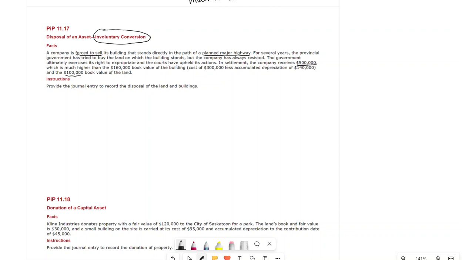So I get rid of my land. My land will be $100,000. I got rid of my building. The building is 300,000. I already got rid of that. Then going further, we have accumulated depreciation on the building, which is $140,000. There is no accumulated depreciation on the land, because land does not depreciate. And then we received cash, 600,000 if we received cash. And then what we have is a gain on disposal. So let's do that. Gain on disposal.